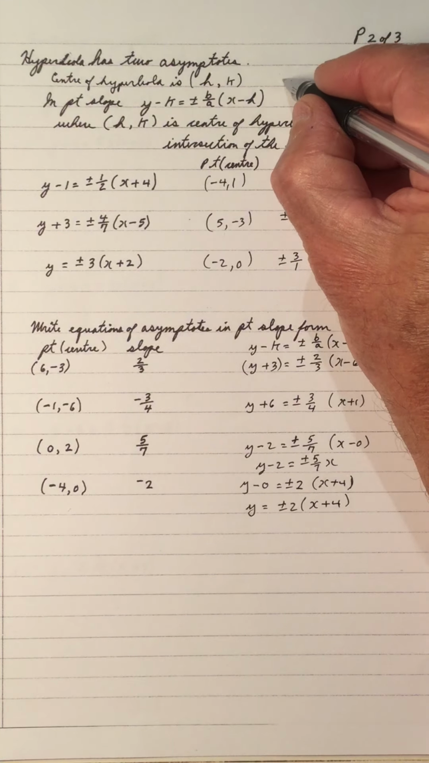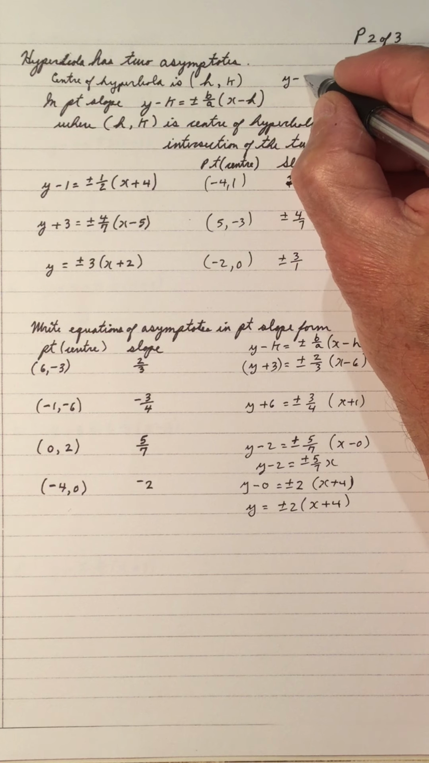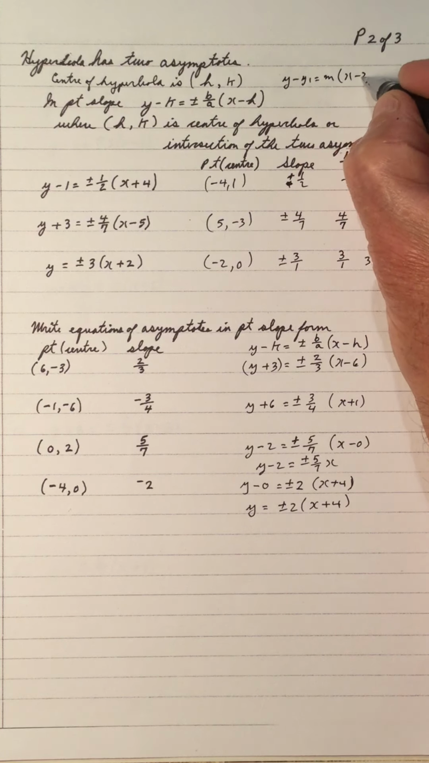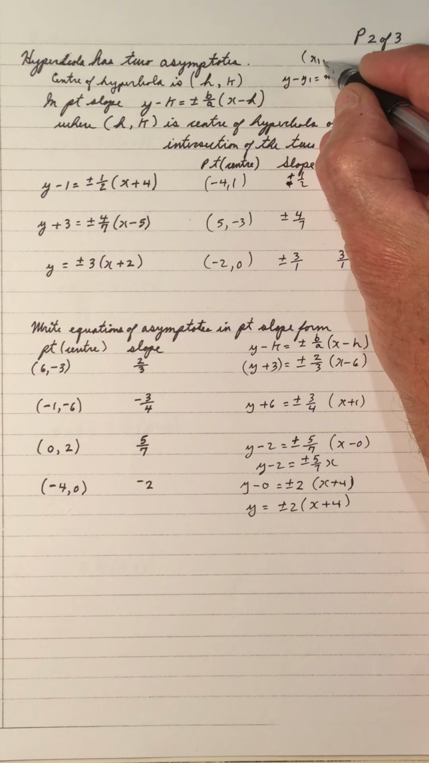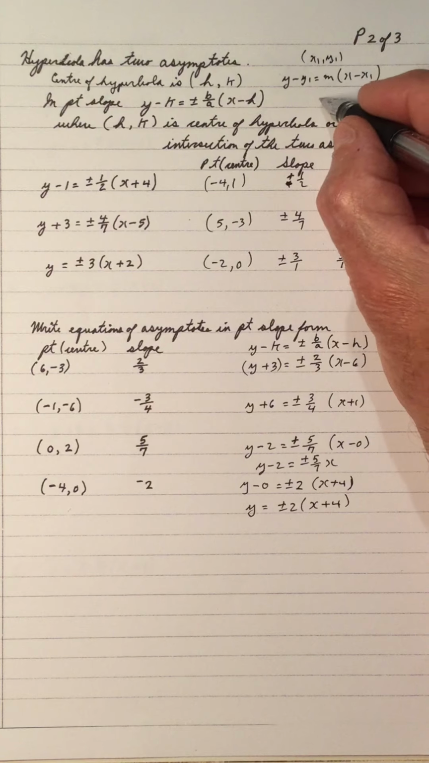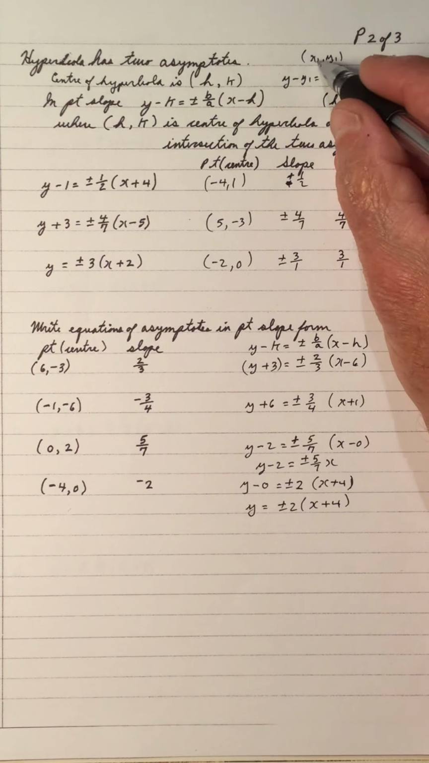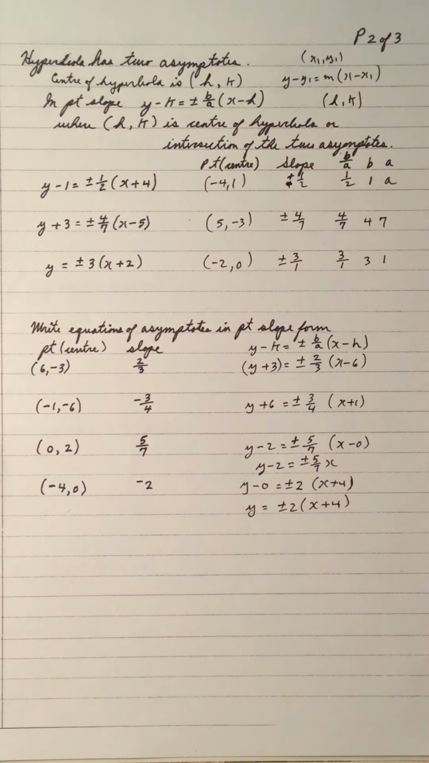So remember the equation of a line in point slope form was y minus y1 equals m times x minus x1. So this is the point x1, y1. But when we look at the center of the hyperbola, we have an h, k. So the x1, y1 are replaced with h and k in the equation.